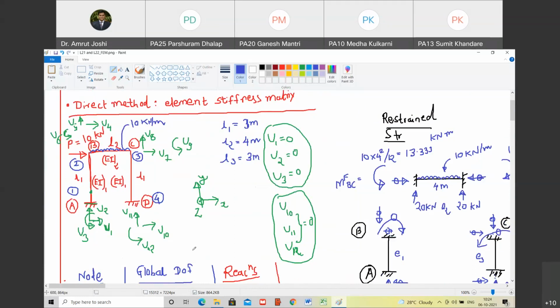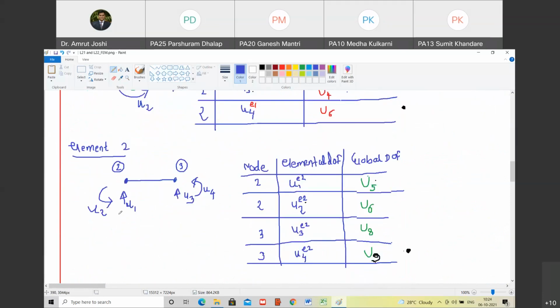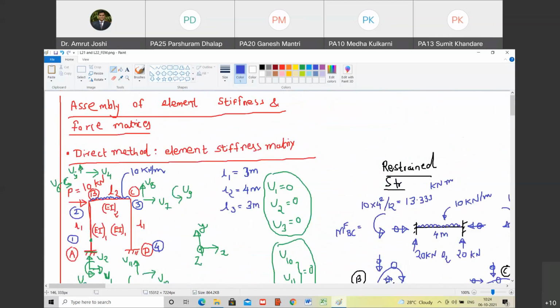What can you say about u5 and u8? u5 and u8, however, are not dummy degrees of freedom, because for element number 2, we have considered these degrees of freedom. Just look at element number 2. Element number 2, u1 and u3, they map to u5 and u8. So u5 and u8 are not dummy degrees of freedom, but u2 and u11 are dummy degrees of freedom because they do not map to any local degree of freedom.